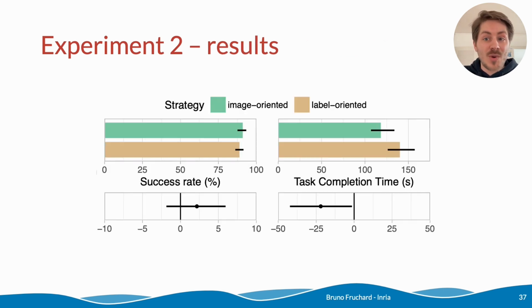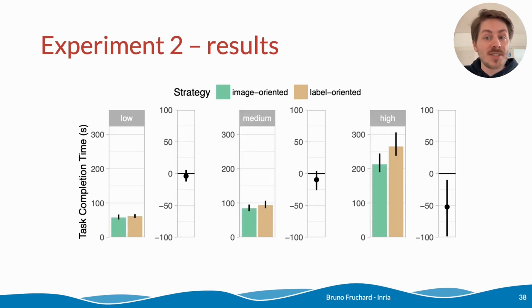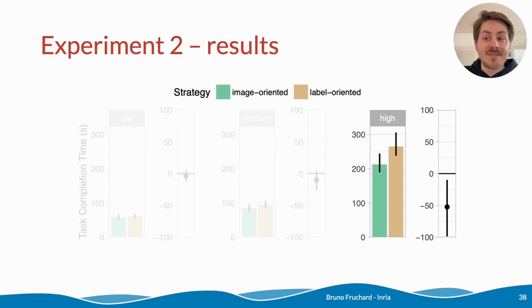We plotted the success rate and task completion time for both strategies. We found small evidence that using an image-oriented strategy leads to shorter labeling times. We looked further into possible interactions by plotting similar data for the 3 visual complexity levels and found evidence that this effect seems impactful for complex images.